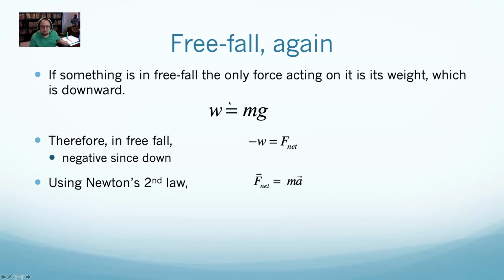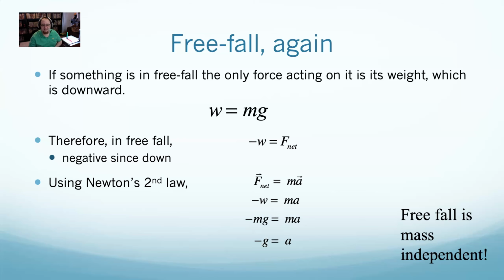Newton's second law, F equals ma. If I say that net force is negative W, that means negative W equals ma. But once again, the weight acting on something is mg. This is why free fall is mass independent. This is why everything falls the same way. It's Newton's second law. It's because acceleration is always negative g, because your weight is dependent on your mass, but so is the acceleration. So they cancel out.